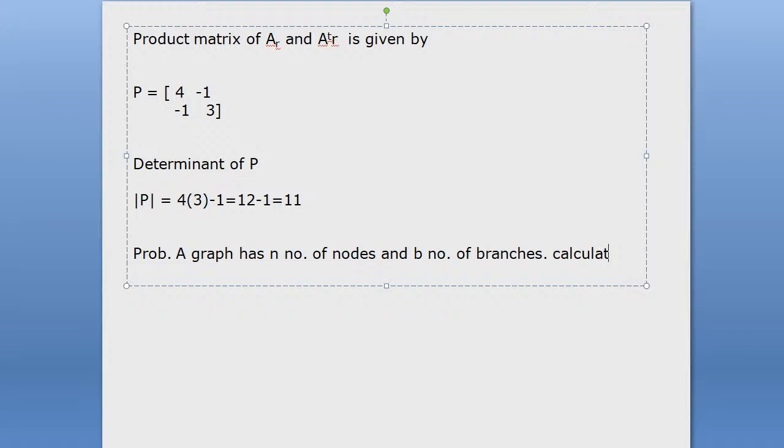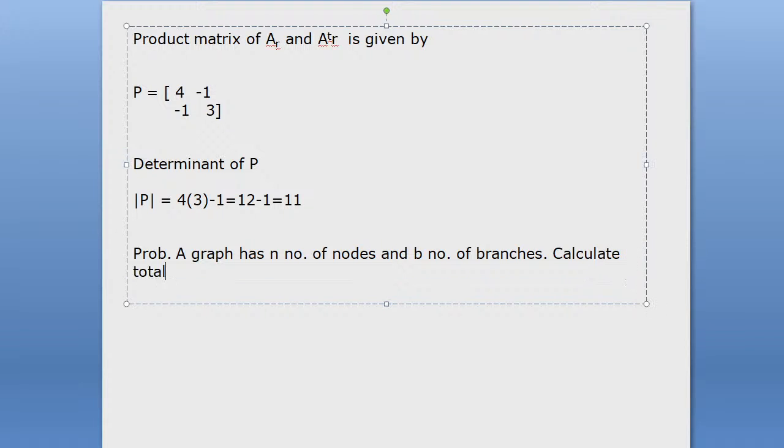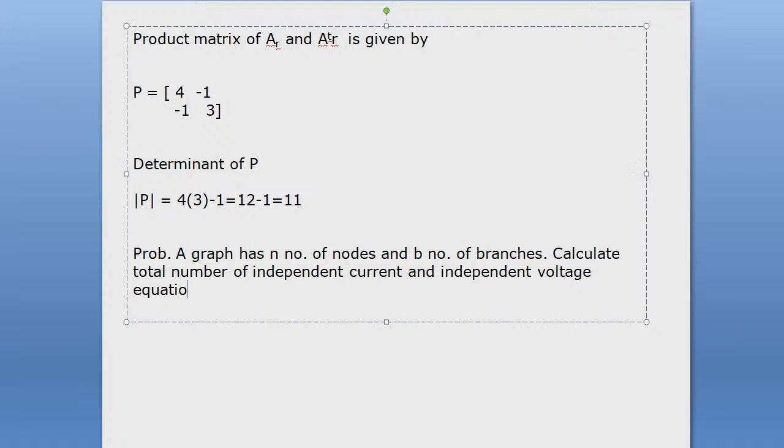Now you calculate the total number of independent current equations and independent voltage equations. Okay, do it yourself.